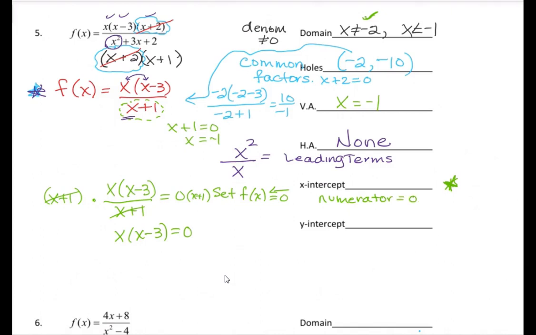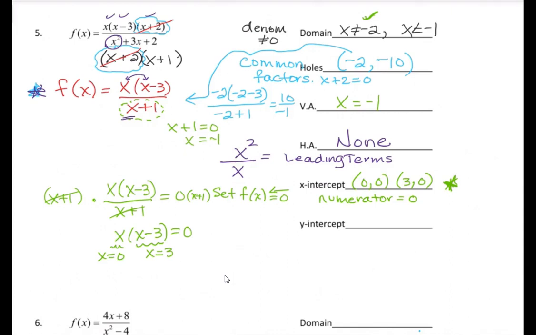So I notice, since this is already in factored form, that I'm going to have two x-intercepts, one for each one of those factors. So this is x equal to 0, and my other factor is x equal to 3. So as ordered pairs, that would be x-intercepts (0, 0) and (3, 0).